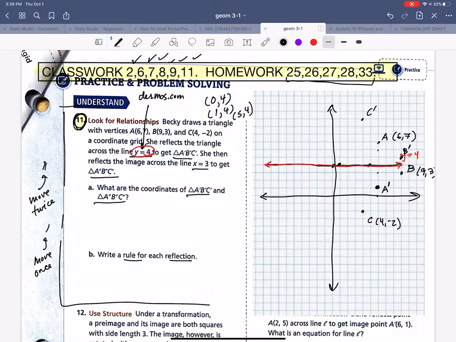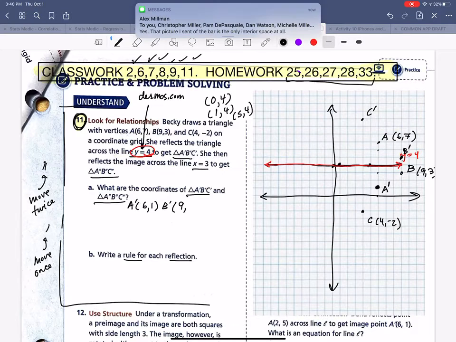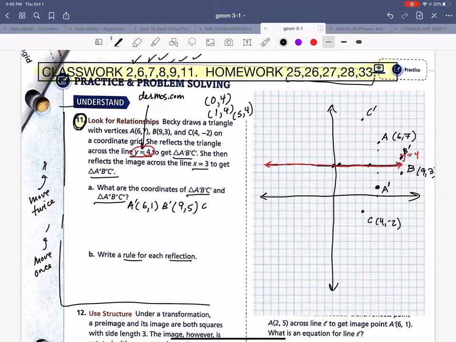C prime. So it says, what are the coordinates of A prime, B prime, C prime? So let's write that. A prime, it looks like I have 6, 1. B prime, it looks like I have 9, 5. C prime, it looks like I have 4, 10.